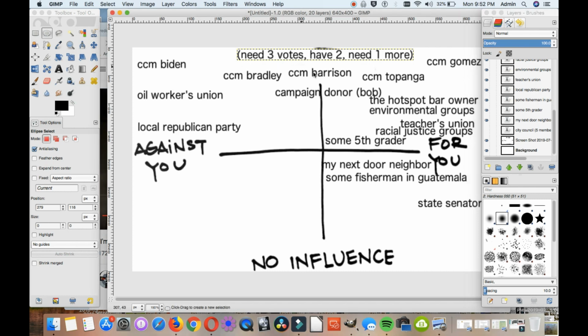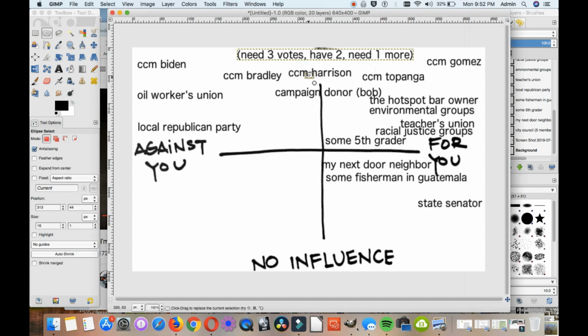So anyway, that's some power mapping for you.